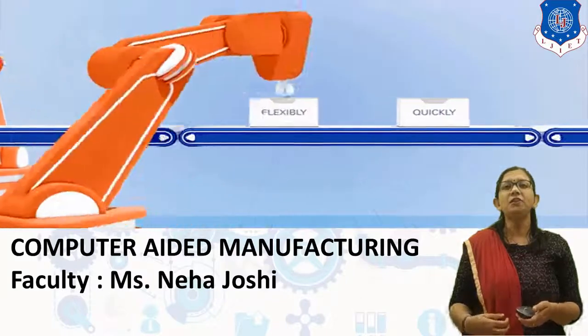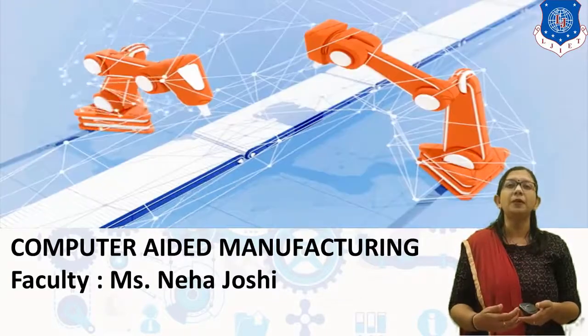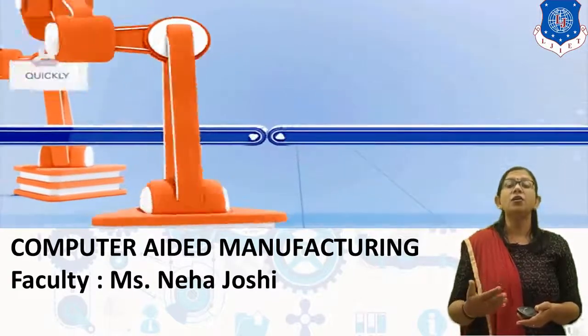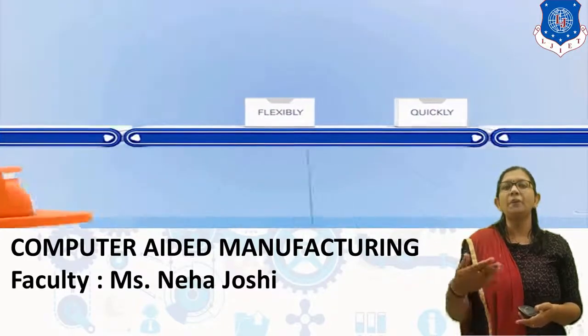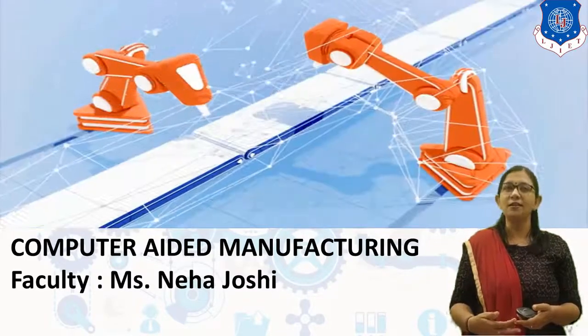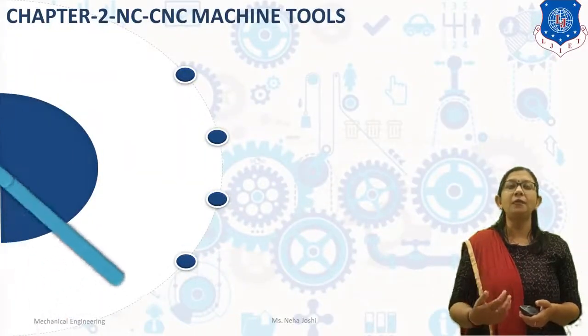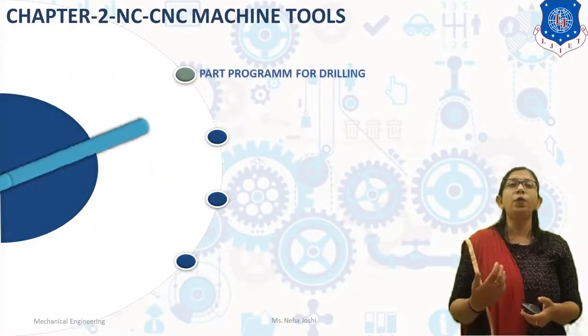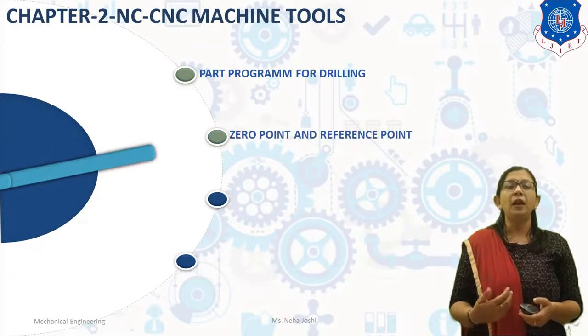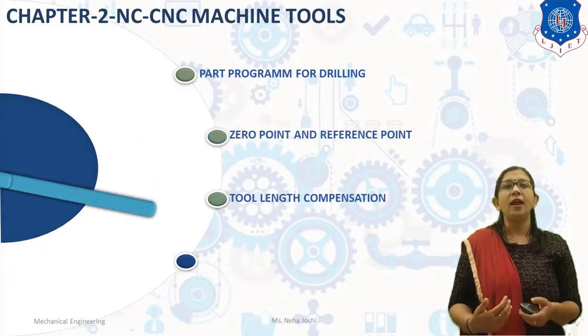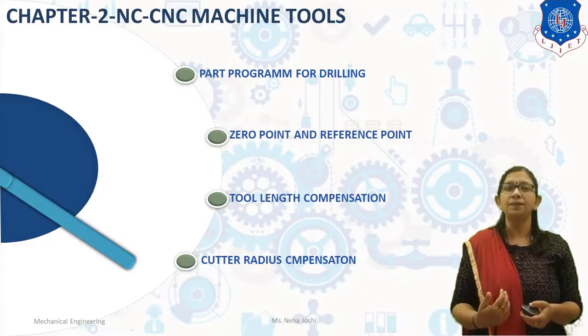In previous session we covered different topics like cutting process parameter for turning application, general structure of turning part program and part programming for the CNC machining center. In today's session, we will cover different topics like part programming for drilling, zero point and reference point for milling, tool length compensation and cutter radius compensation.